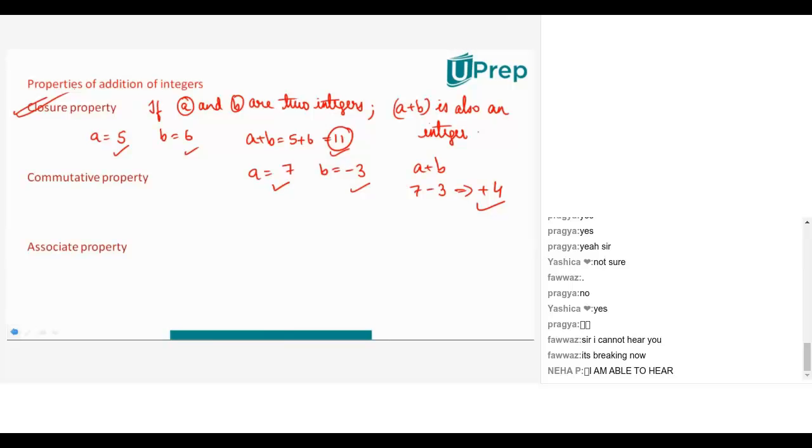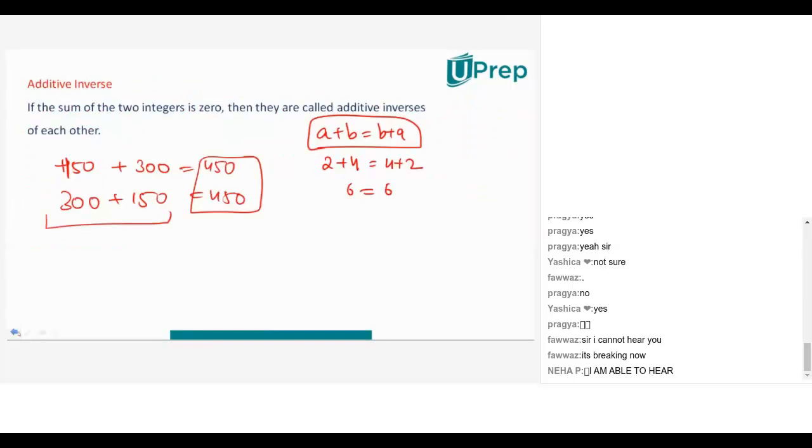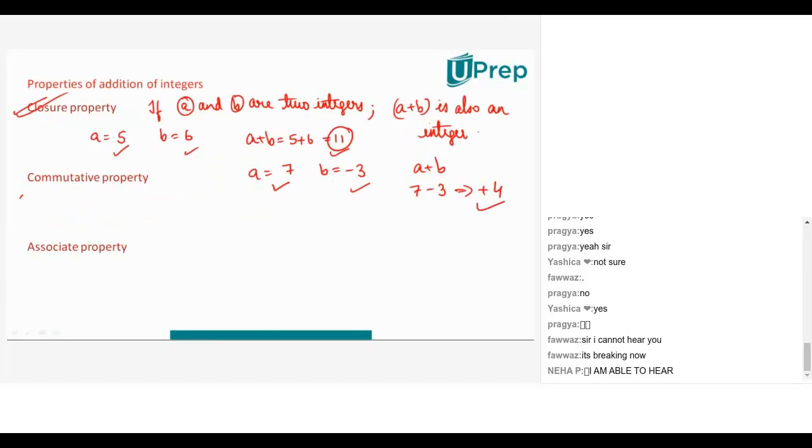Then we'll take one example and then we'll move. He says if A and B are two integers, again, then A plus B is the same as B plus A. That means, let's take Pragya's example. A is 150, assume B is 300. She said, sir, if we add both of them in different orders, will we get the same thing? Yes, absolutely. That is what the commutative property is telling us.